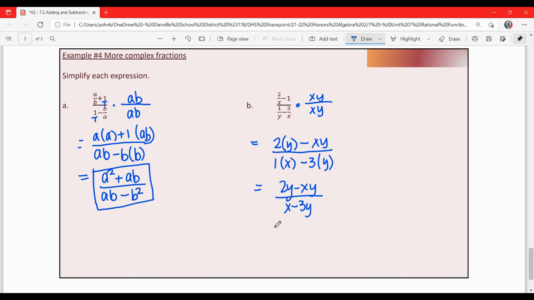Now I do have a GCF in the numerator of Y. So that's going to take a Y out, and I'm left with 2 minus X. On the bottom, I can't do anything, X minus 3Y. Now, taking that Y out did nothing to help me simplify, but I wouldn't know it unless I actually did it.